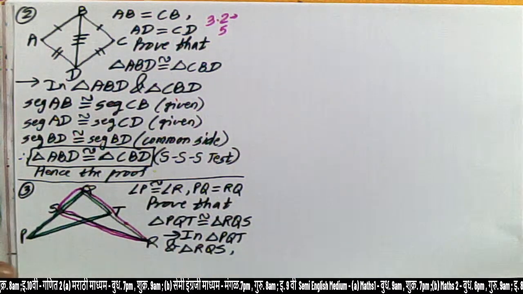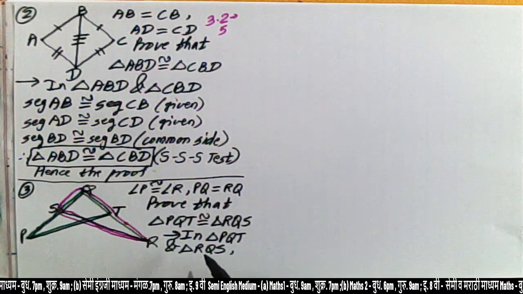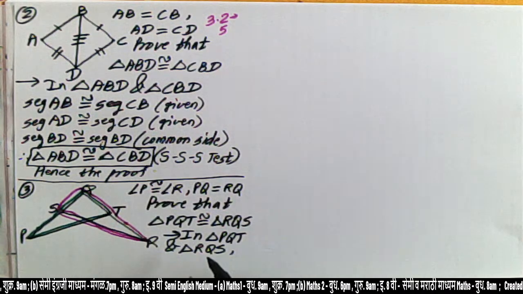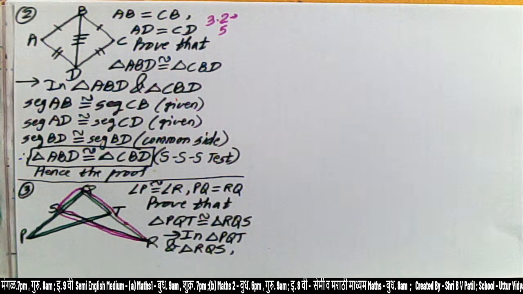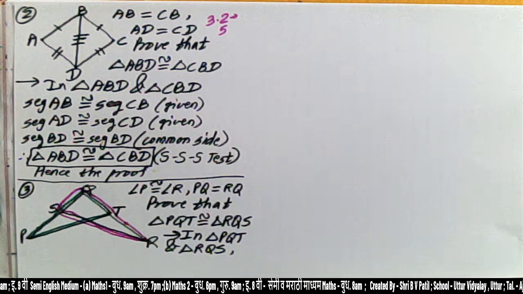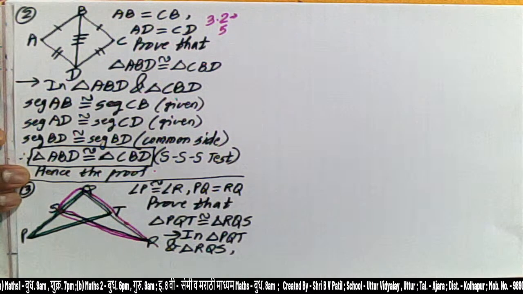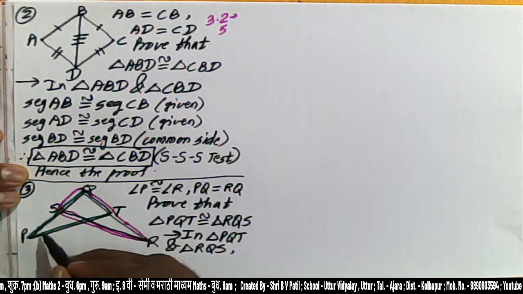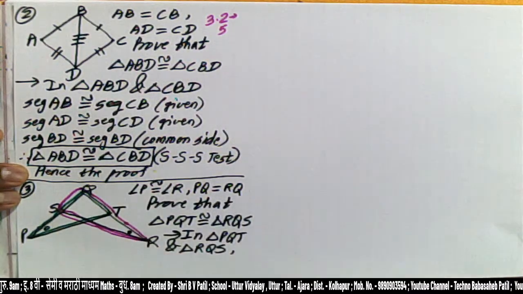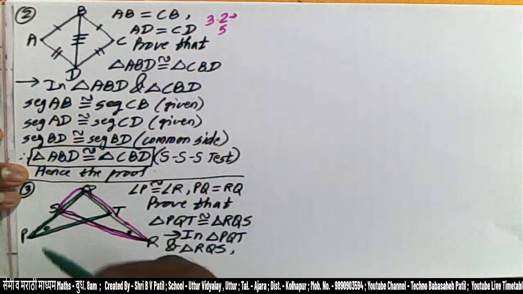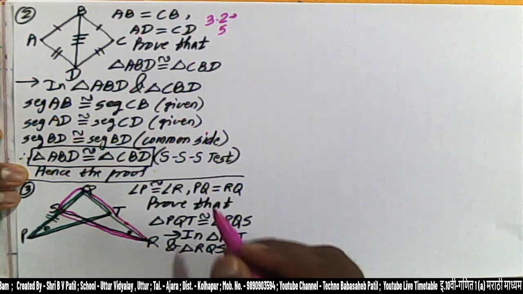Yes, these two triangles are shown congruent. By which method? The first condition is angle P congruent to angle R, that is given. Then segment PQ is congruent to segment RQ.